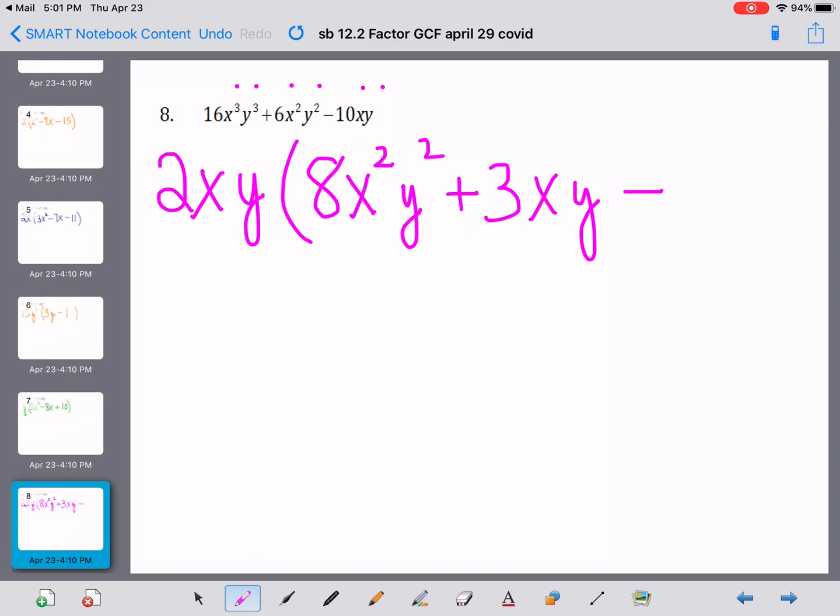10 divided by 2 for our last term is 5. We had 1 x, we took it out. Y divided by y, again, we had 1 y, we took it out. Xy divided by xy is 1. So we're left with, in our parentheses, 8x squared y squared plus 3xy minus 5 to finish with our factoring.